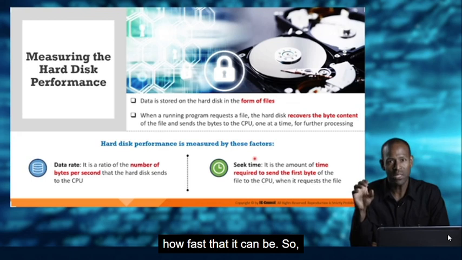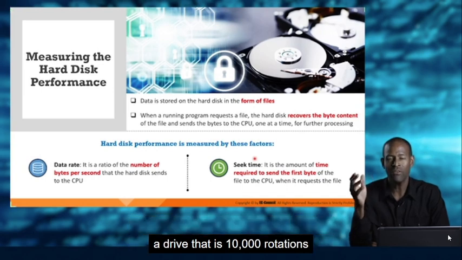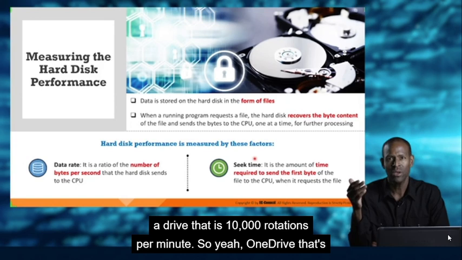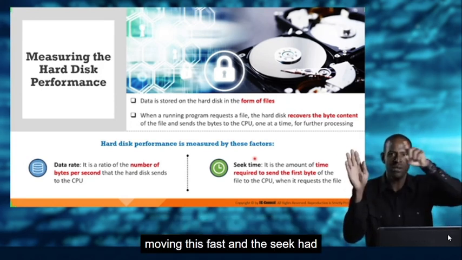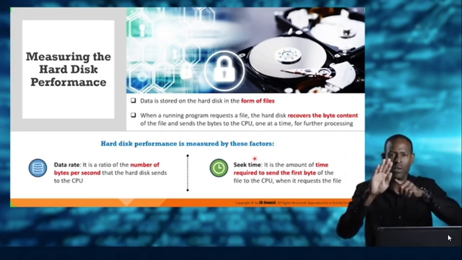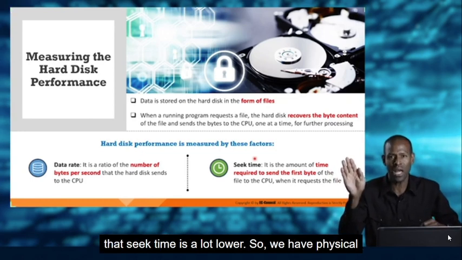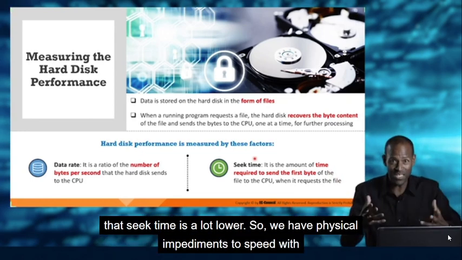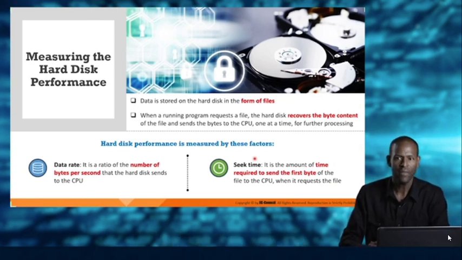So for instance, if you have a drive that has an RPM of 5,400 versus a drive that is 10,000 rotations per minute, you have one drive that's moving this fast, and the seek head moves to the location, and it takes time for it to read it. But if it's moving much faster, that seek time is a lot lower. So we have physical impediments to speed with a rotational drive.